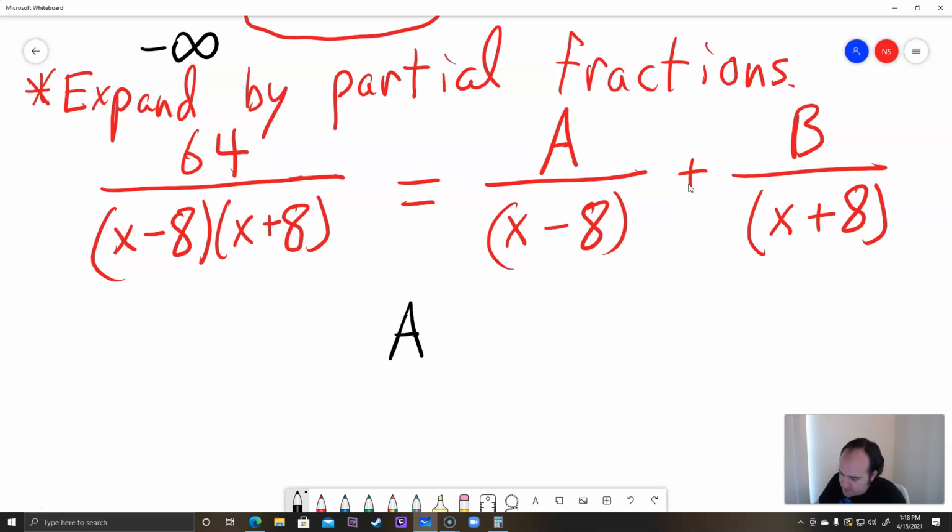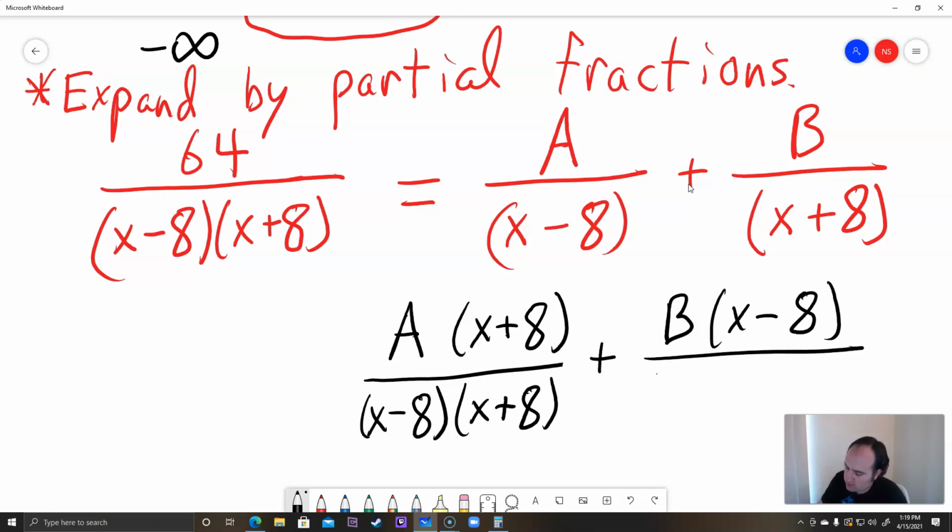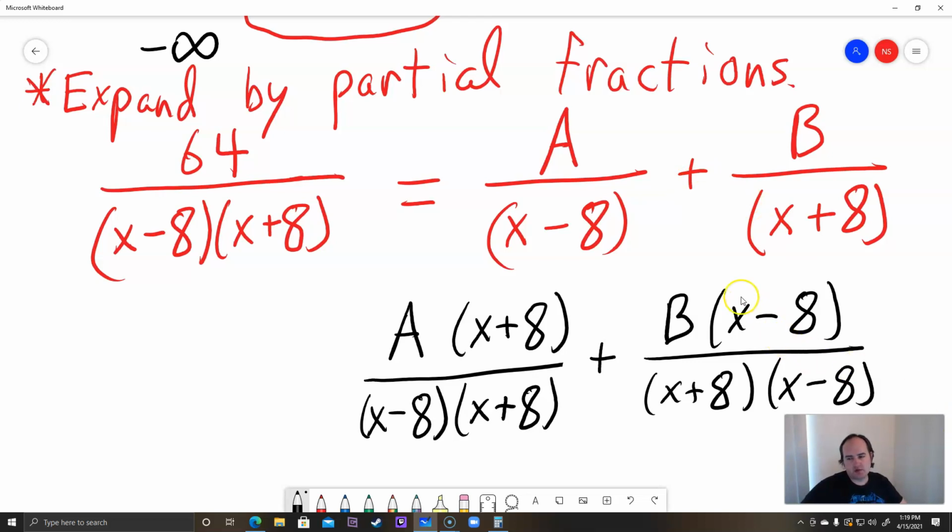So on the right side we have A times x plus 8 over x minus 8 times x plus 8. And then we have plus B times the quantity x minus 8 over x plus 8 times x minus 8. As you can see, just like in my other videos on partial fractions, I'm just building all these to a common denominator, and so I'm multiplying each of the fractions on the right side by what's missing on the top and the bottom.